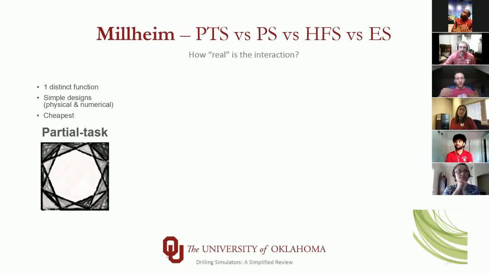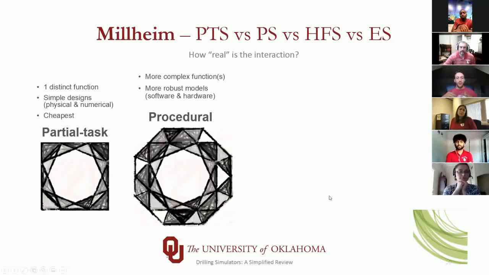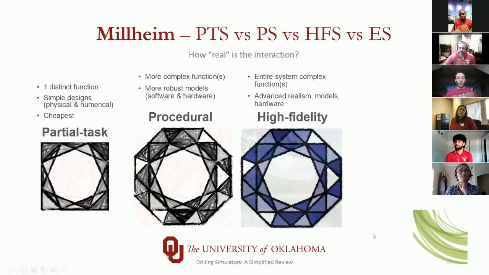So if we go on to the next type, we move from partial task to a procedural task, and again, our picture expands. We're seeing more of the stained glass. In terms of a simulator, we're going to move from a distinct function to maybe a group of functions, or maybe the entire simulation is just more complex. In these models, both the software and the hardware look more like what you would expect from a big simulator.